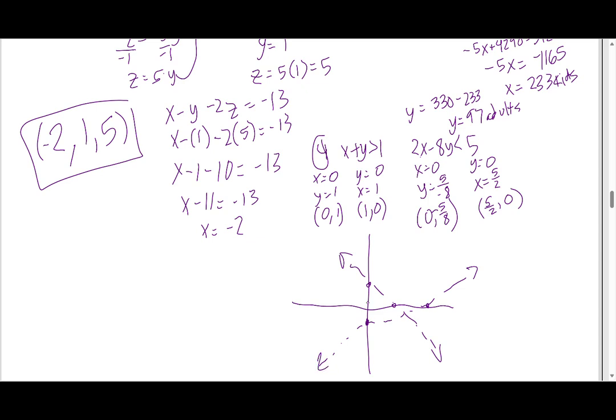Alright, now let's talk about where, that's a little messy, let's talk about where to shade. For a system of inequalities, there's going to be an overlap, and that's where you're going to shade. And so let's look at the first one. X plus y is greater than 1. If I plug in my test point 0, 0, that is not a true statement. 0 is not greater than 1. And so I'm going to shade on the other side for that one.